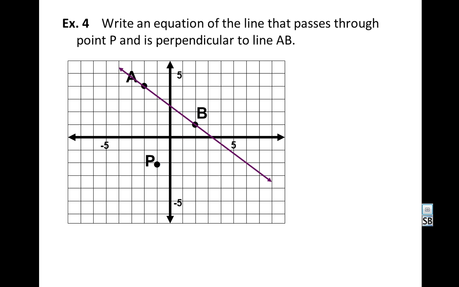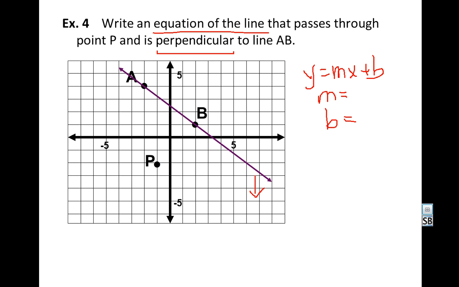Let's move to example 4. Again, we're going to write an equation of the line, and I'm going to prepare myself right now by writing slope-intercept form. But this time, it has to be perpendicular to line AB. So I'm hoping you're thinking, okay, I need to find the slope of this line. And once I find the slope of that line, I know that my line has to be the opposite reciprocal of that slope.